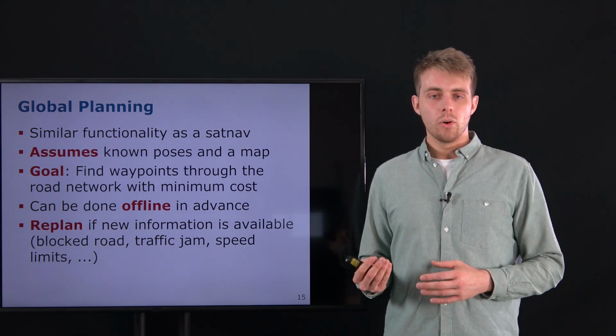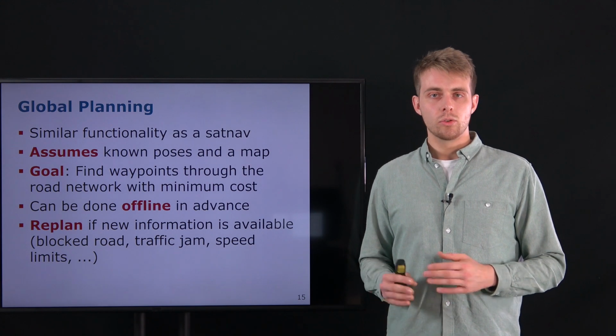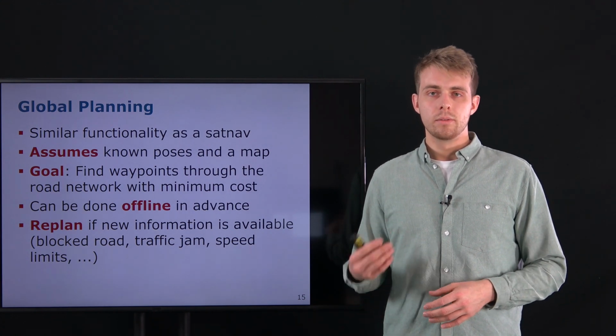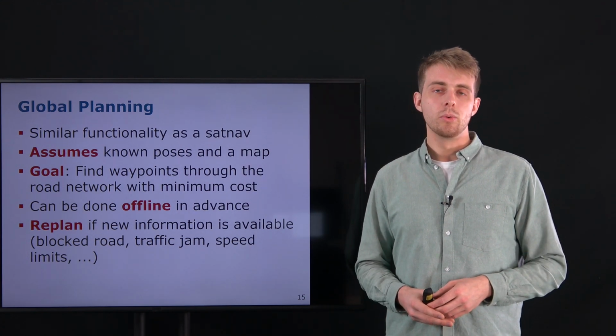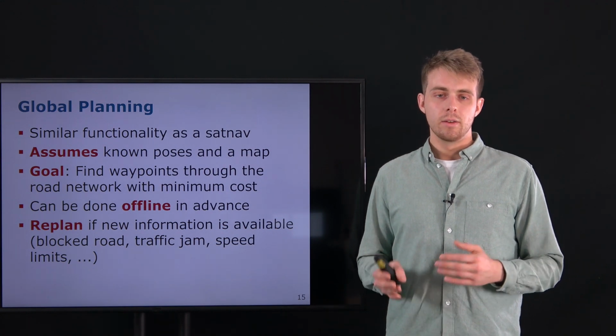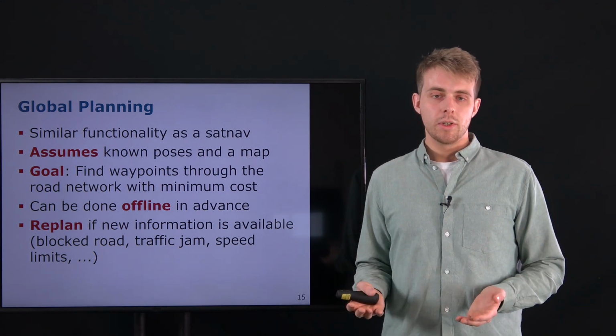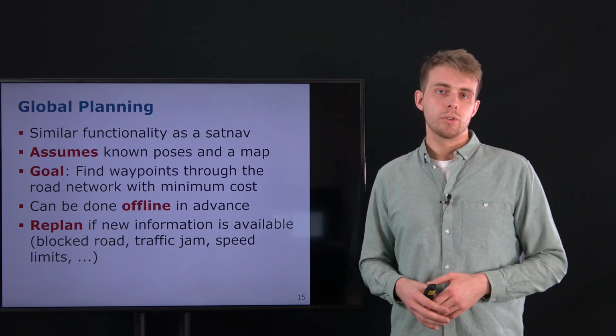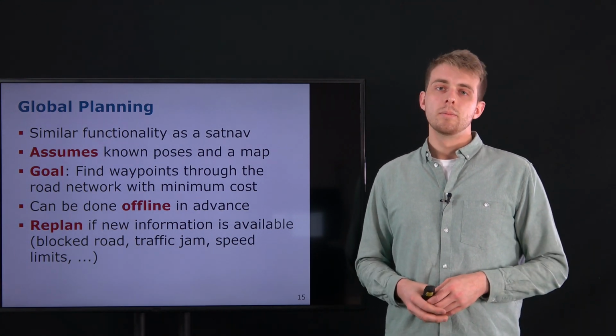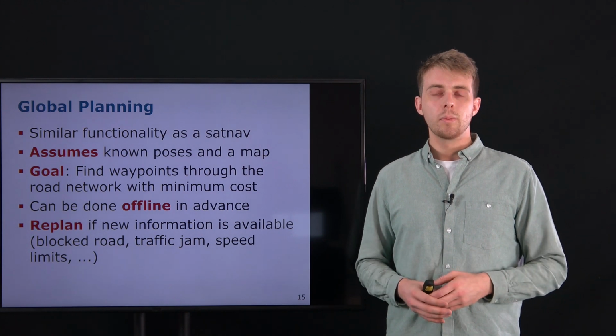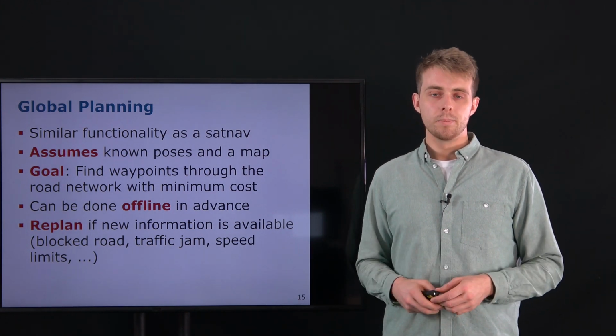As I said, this can be done offline in advance, just to have the overall route, and then is updated when new information comes in. So besides the already mentioned blocked road, it can also be a traffic jam or a new speed limit, which was not updated in the map. So in these cases, when new information comes in, we need to update it.